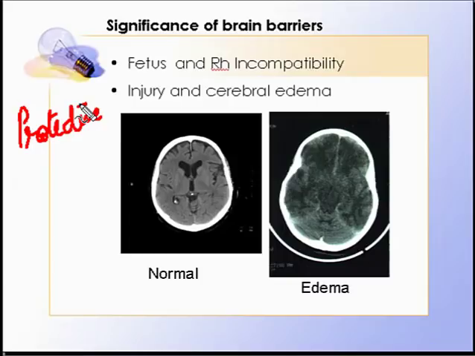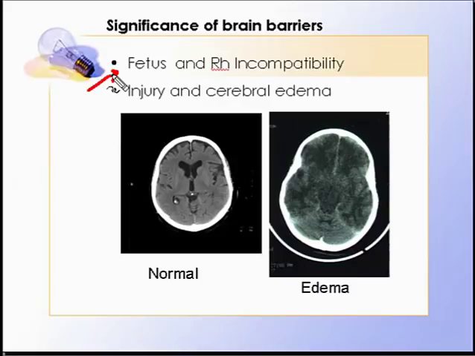But sometimes the barrier is damaged, or it is not formed properly, like in the fetus. In the fetus, the barrier is not well developed. So what happens is that it allows substances to cross through. So that's why, when a woman is pregnant, we are very, very particular about what drugs we give her, because they can cross through the placental barrier, and then in the fetus they can cross the fetal blood-brain barrier.